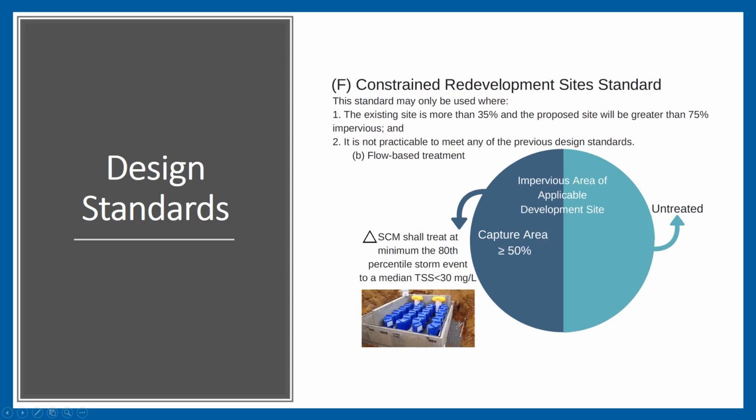Then there's a constrained redevelopment site standard that uses the pollutant removal theme, and it has the same requirements. It needs to be a redevelopment site, so at least 35% impervious before redevelopment and greater than 75% impervious after, and you need to document why you're not able to meet previous design standards. And then you need to put in some kind of flow through treatment that removes TSS down to 30 milligrams per liter.